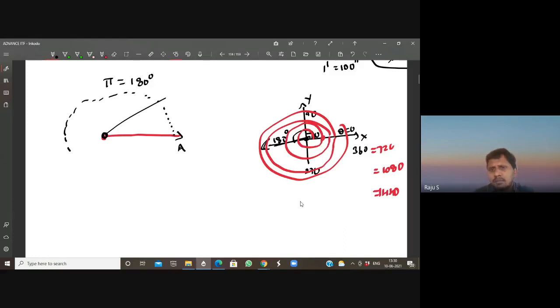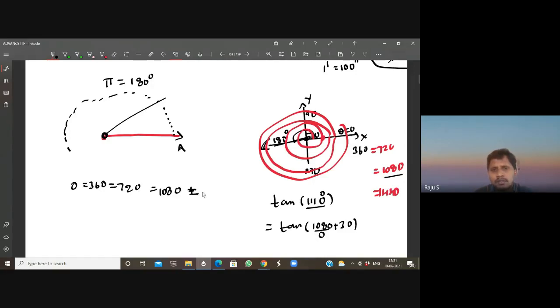For example, if I ask what is tan of 1110? 1110 is near to what standard angle? Nearby, 1080. So 1080 plus 30. Shall we write like this? 1080, and 0 is equal to 360 is equal to 720 degrees is equal to 1080 is equal to 1440. And even 1440 plus 360, how much? Yes, 1800. So here the 1080 value is clearly 0. Nothing but the tan 30 value alone you can find. What is tan 30? 1 by root 3. Am I right? Like that.